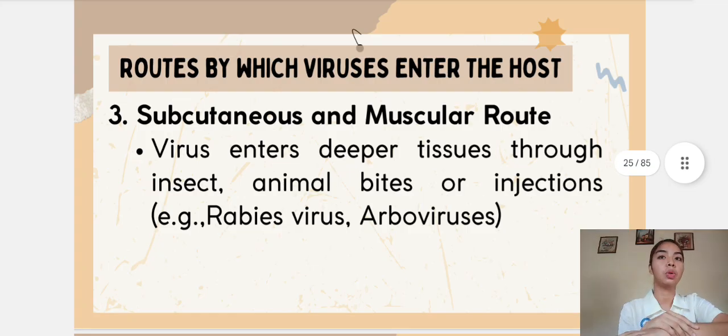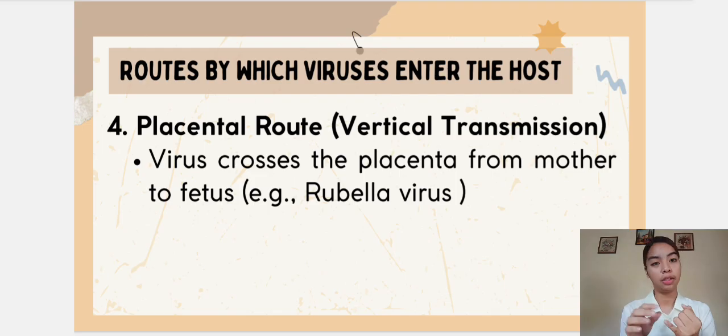The subcutaneous route is like a continuation of the skin route, because once the virus enters our skin, it can dig deeply into our subcutaneous tissue or the muscles under our skin. So we are done with the mucous membrane, the skin, and the subcutaneous and muscular routes. Now we are dealing with the placental route or vertical transmission. Viruses cross the placenta from the mother to the fetus. A given example is the rubella virus.